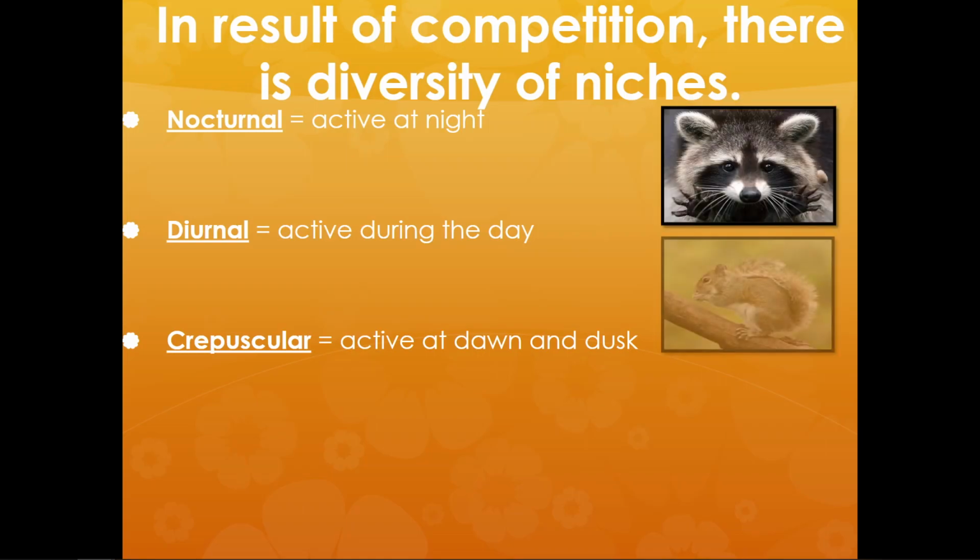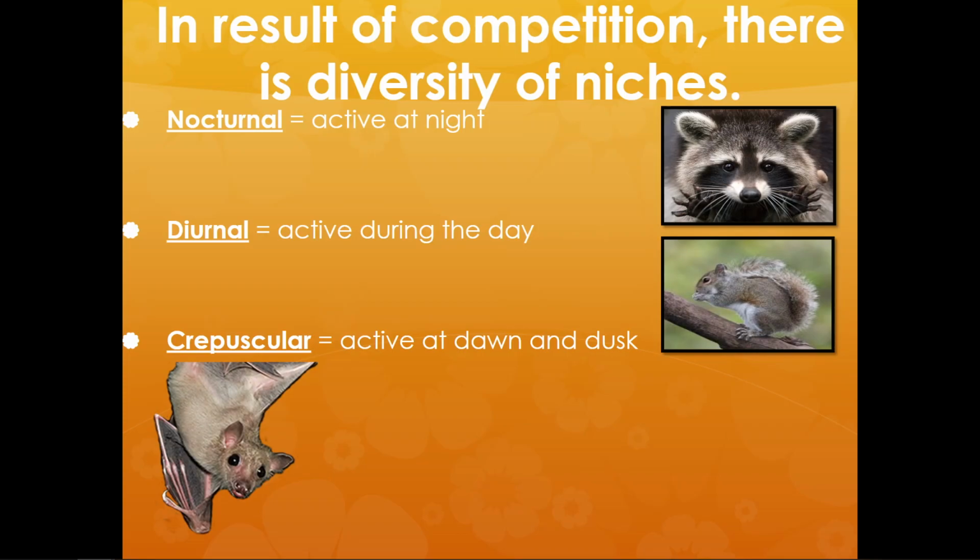So nocturnal, diurnal, crepuscular. While these organisms may share the same habitat, they have different niches. They can coexist without direct competition. This diversity in niches, such as the time of day that they're active, will allow for greater biodiversity within that ecosystem. It allows there to be a delicate balance and preserves each organism's role within their ecosystem.